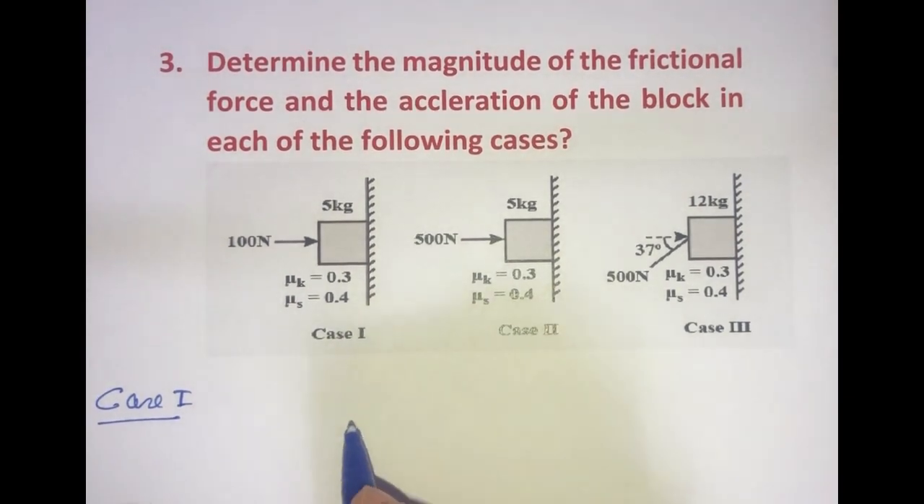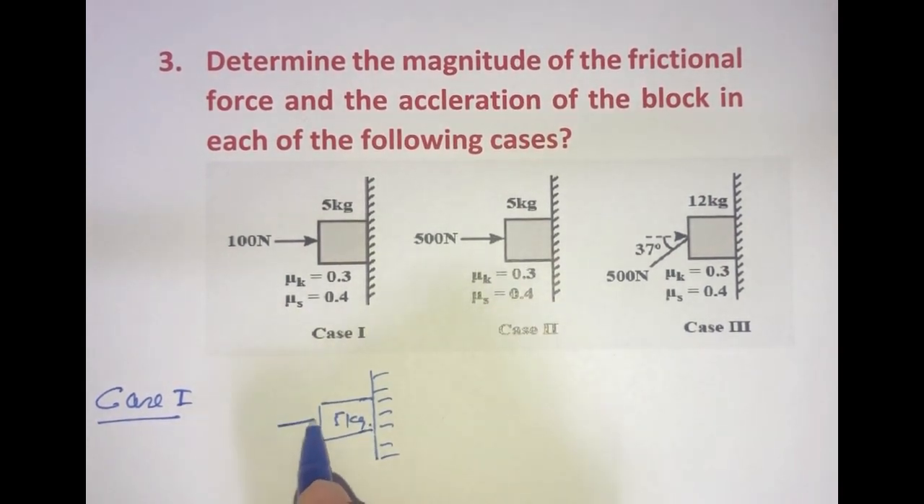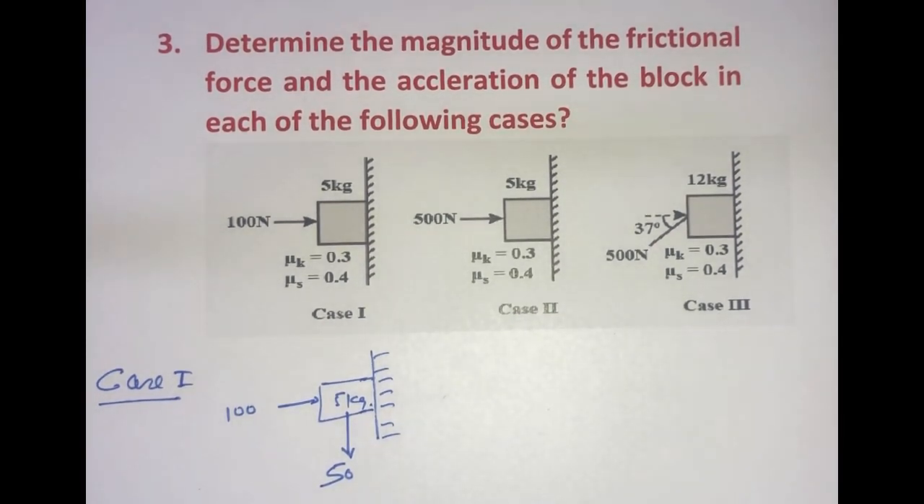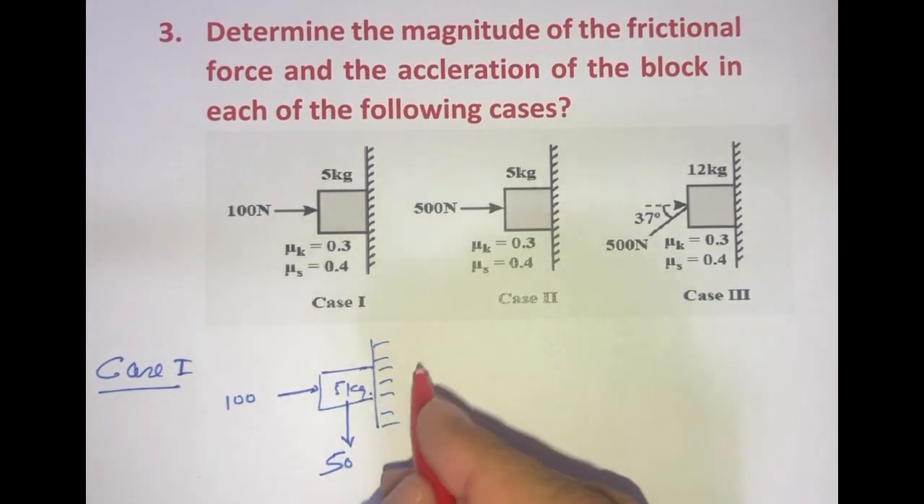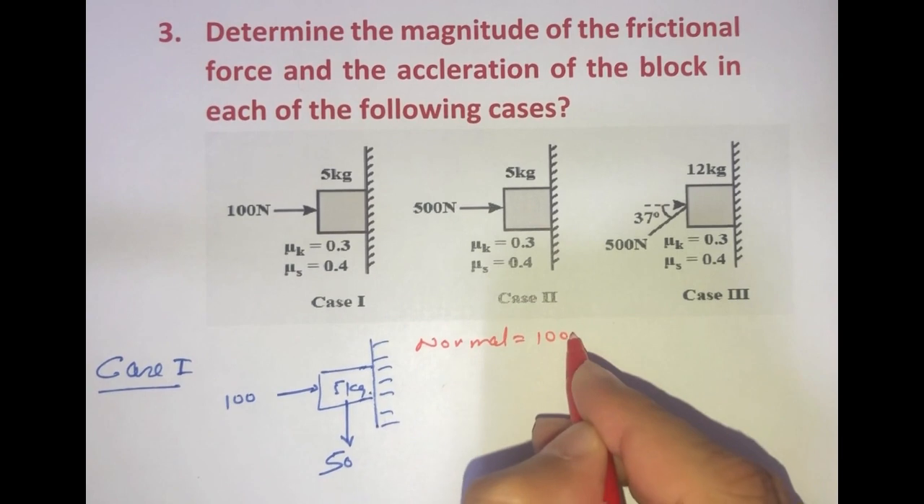For case 1, we have a 5 kg block, and the force that is being applied to it is 100 Newton. In this case, 2 friction coefficients are given, static and kinetic. First of all, we can clearly see that there will be a 50 Newton force acting in a downward direction, and the normal will be 100 Newton.